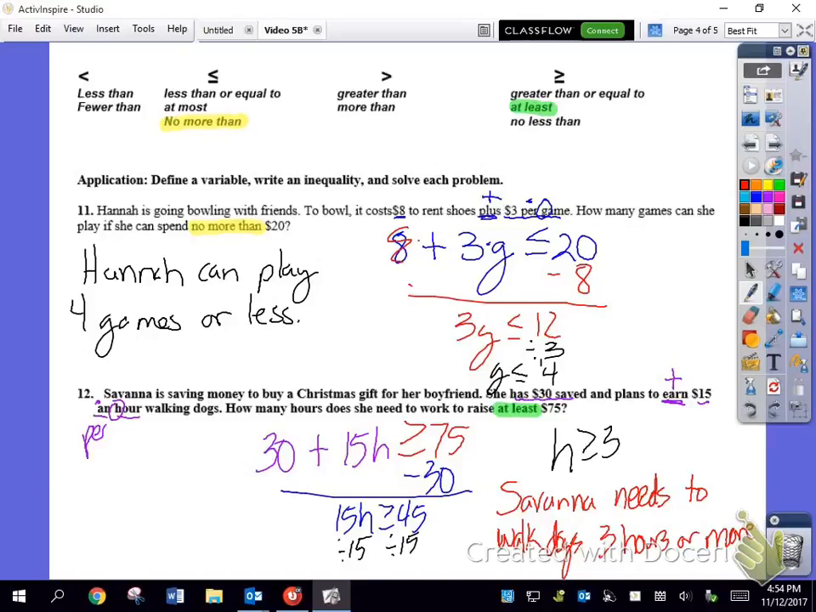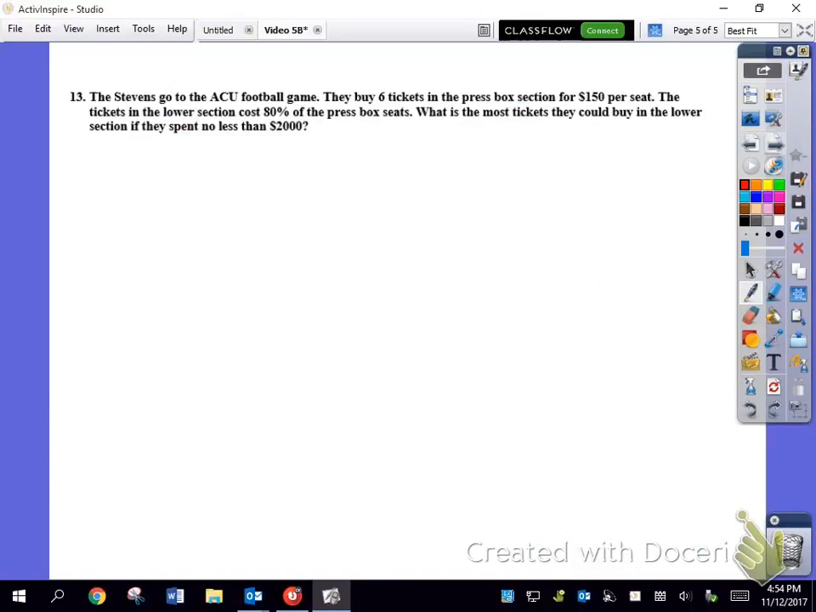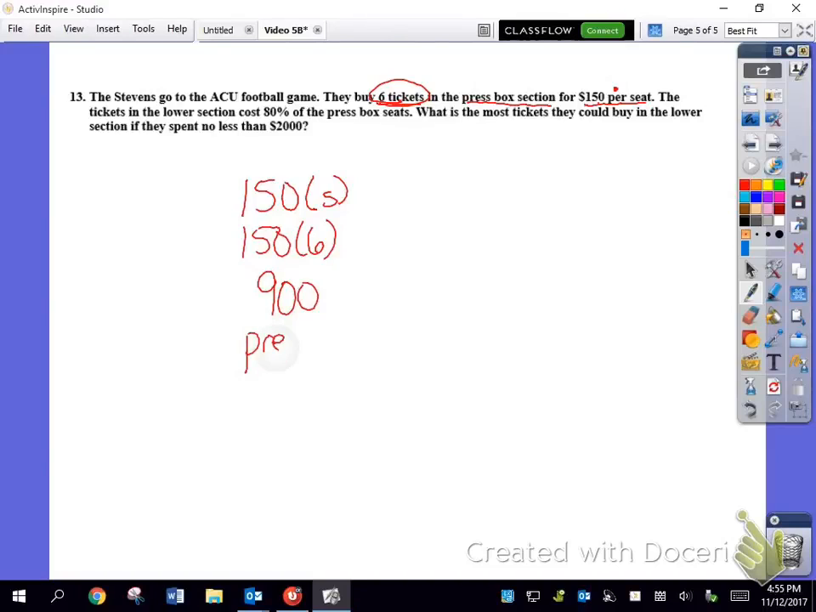Now, on the last problem, I'll flip back over to the words, you have them, but the Stevens go to the ACU football game. They buy 6 tickets in the press box section for $150 per seat. So let's look at that, 150 times the number of seats, right? How many tickets is that? 6, so that's 150 times 6. So let's go ahead and multiply that. 150 times 6, that is $900. So they're spending $900 in the press box section.